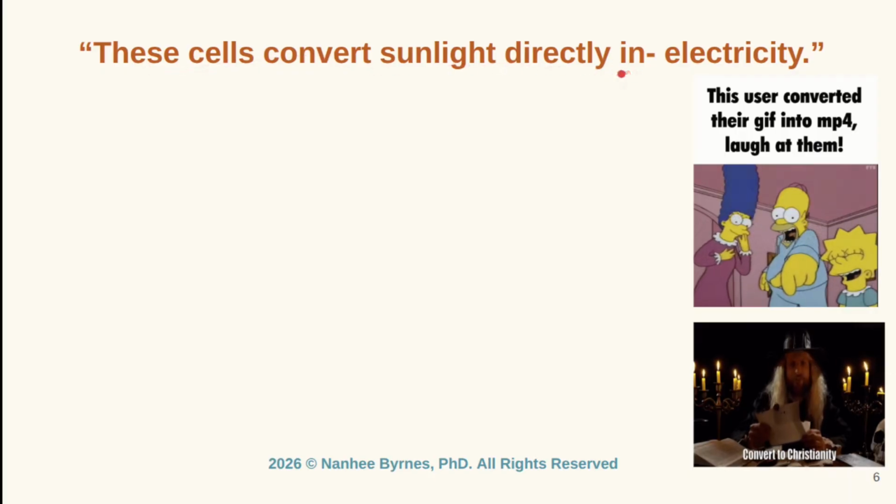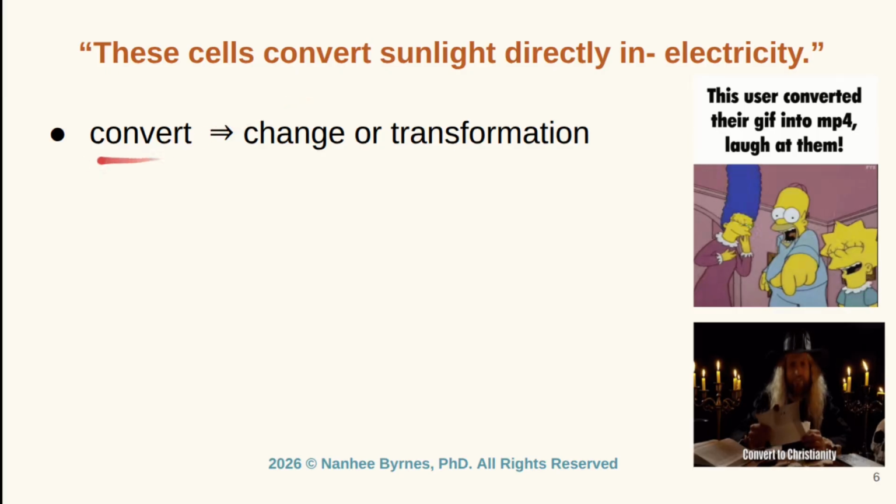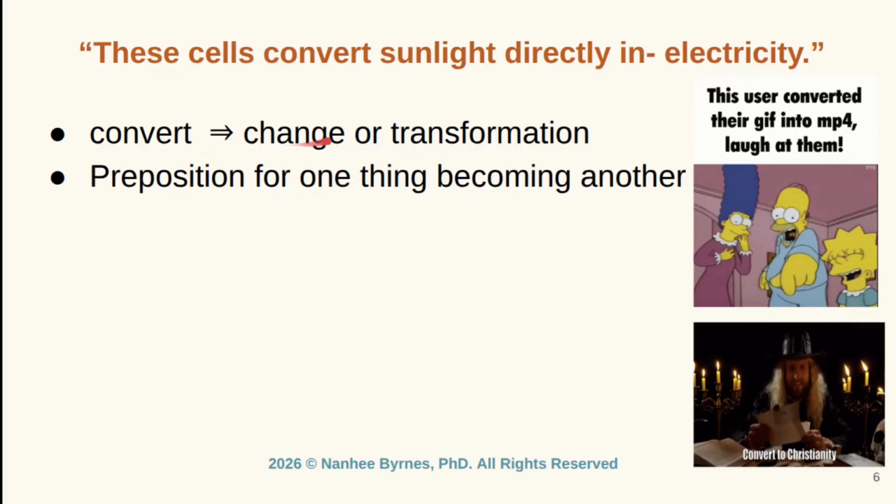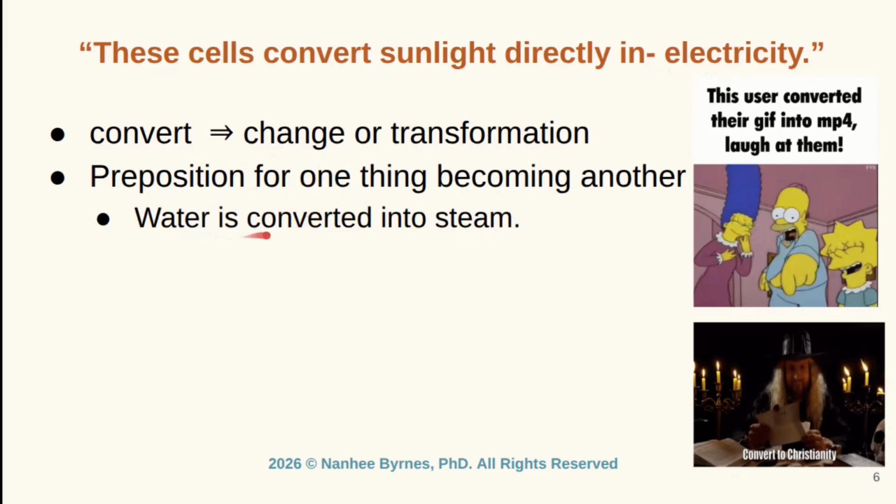Now let's look at this sentence. These cells convert sunlight directly in electricity. The most important word here is the verb convert. Whenever you see this verb in a TOEFL reading passage, it should immediately signal change or transformation. So first, ask yourself what is changing and what is the result. Here, the original form is sunlight. The new form is electricity. That meaning is critical. Convert does not describe movement or direction, it describes one thing becoming another.